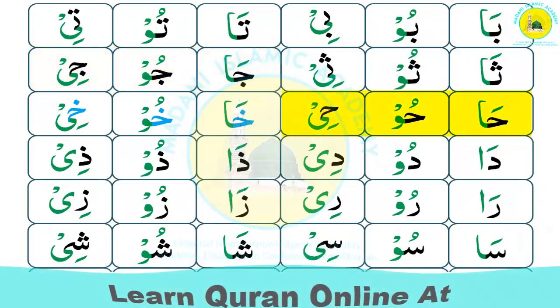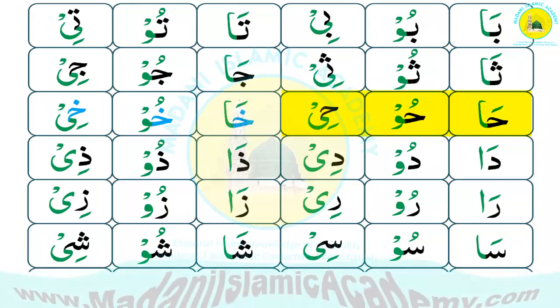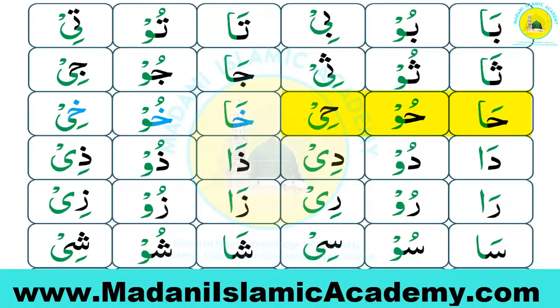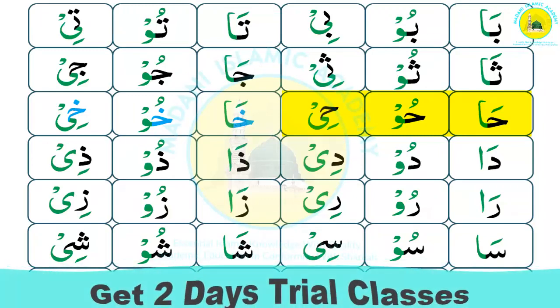Ha, alif, zabar, ha. Ha, waw, pesh, hu. Ha, ya, zir, hi. Ha, hu, hi.